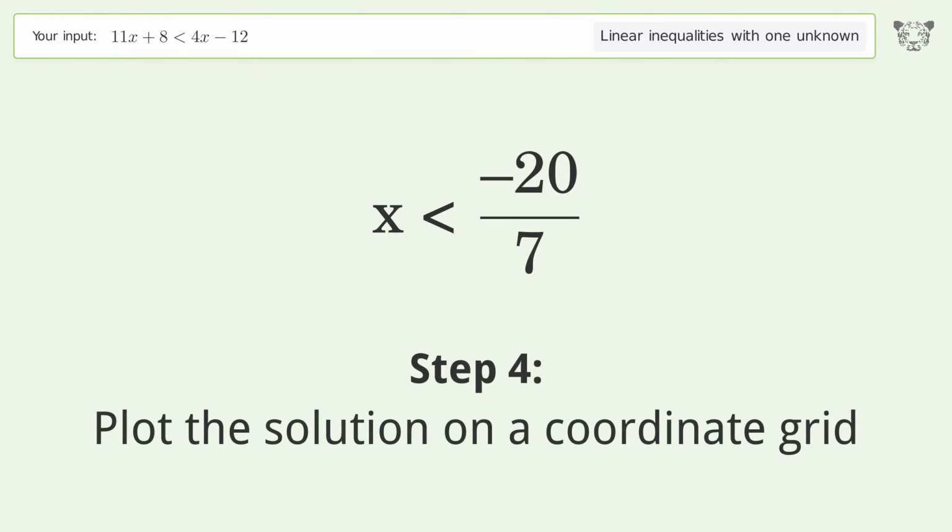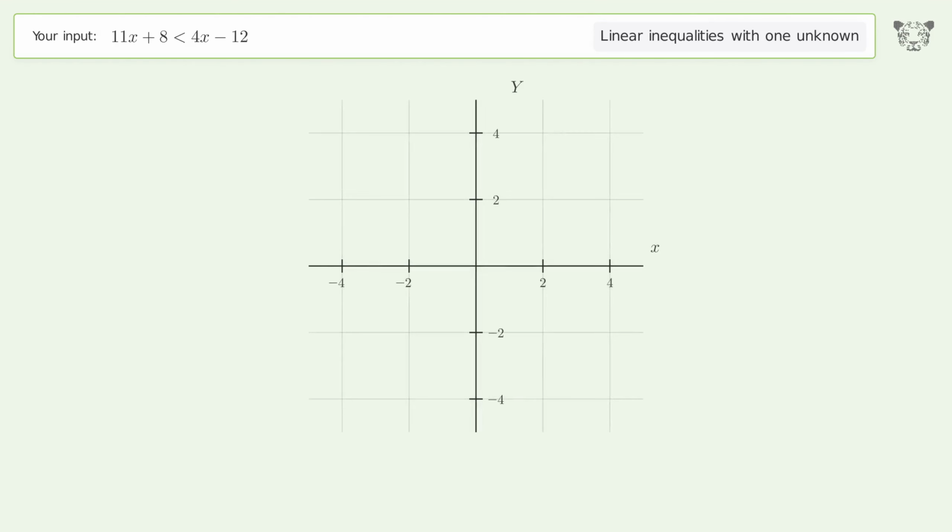Plot the solution on a coordinate grid. And so the final result is x smaller than -20/7 smaller than -26/7.